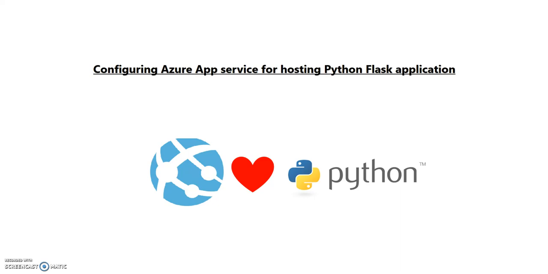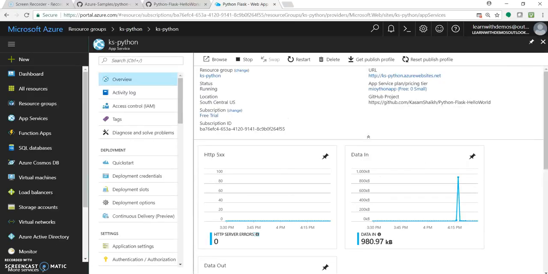Today in this video, we'll see the ways of configuring a Python Flask application to get it hosted on Microsoft Azure Web App. So let's start. Let's go to Azure portal, that is portal.azure.com.